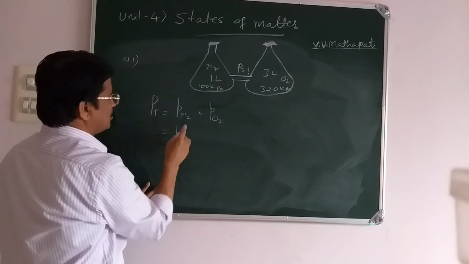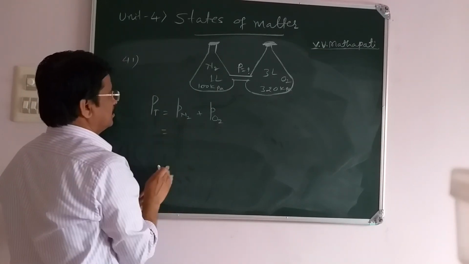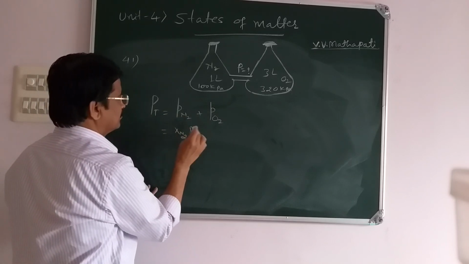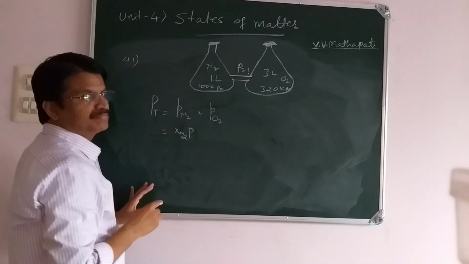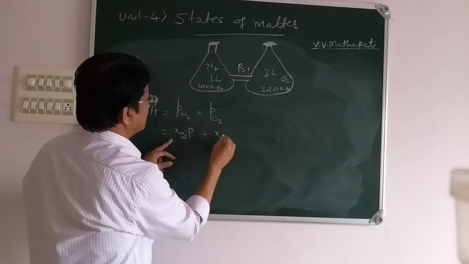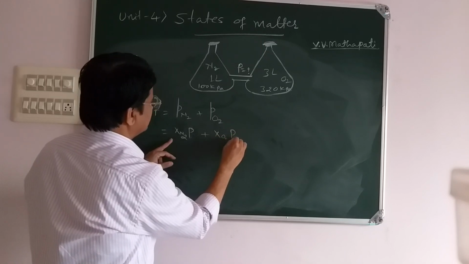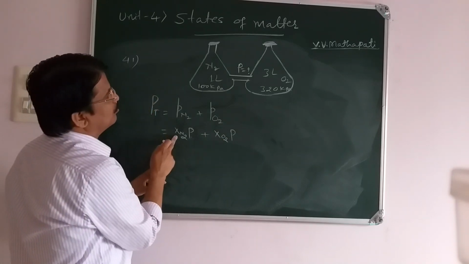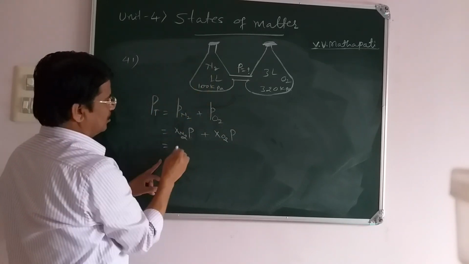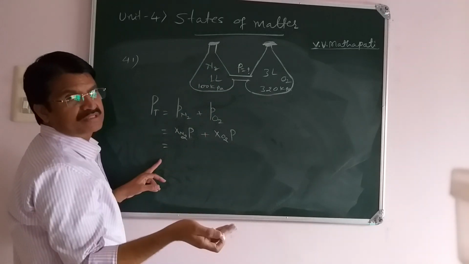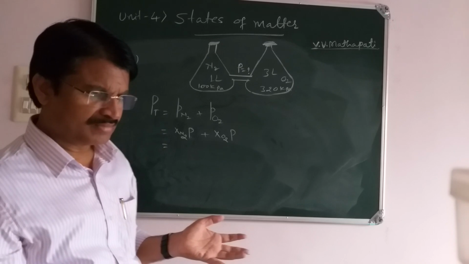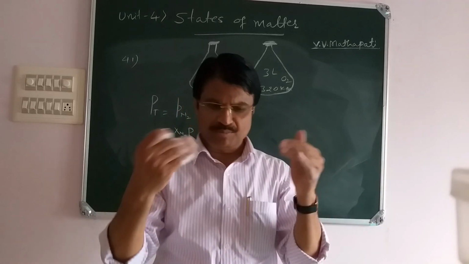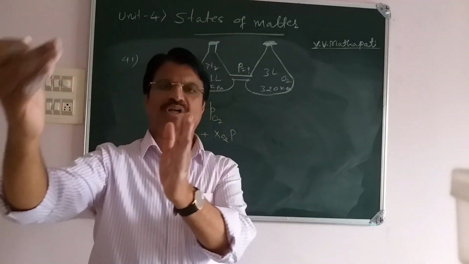Next, find out the partial pressure of N2. Partial pressure of N2 equals X of N2 into P, and for O2, mole fraction X of O2 into P. Mole fraction of N2: volume by total volume is the mole fraction, because volume divided by Avogadro volume gives moles.